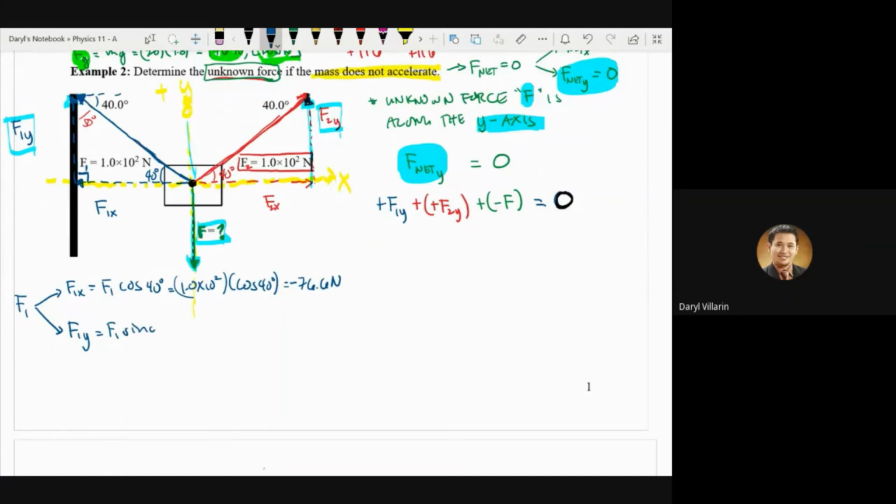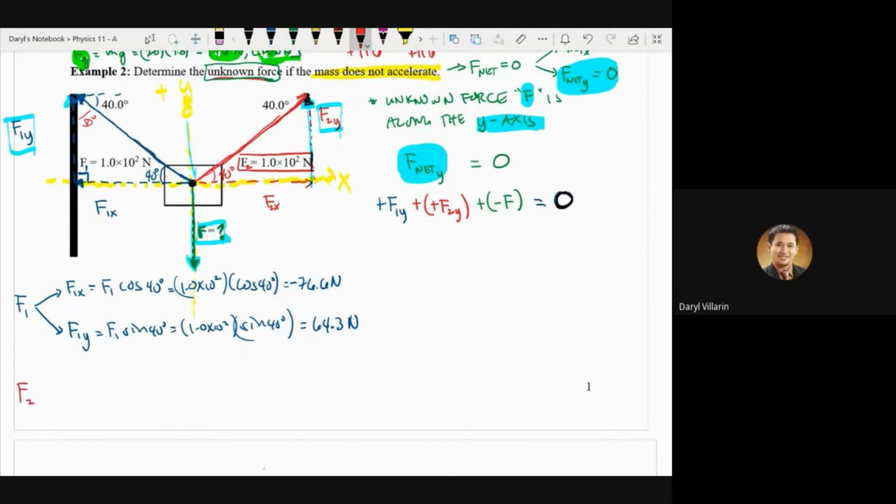F1 sine 40 degrees, so this should be 1.0 times 10 to the power of 2 sine of 40 degrees. So that should give me an answer of sine 40 times 100. So that's around 64.3. Okay. So that would be my F1.